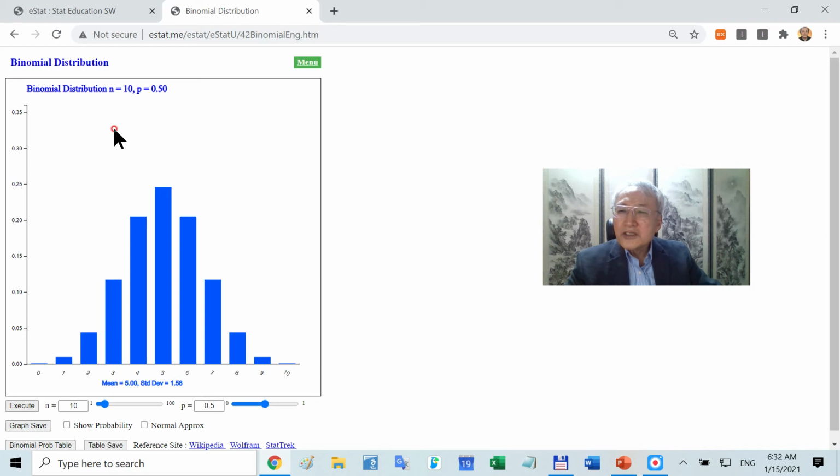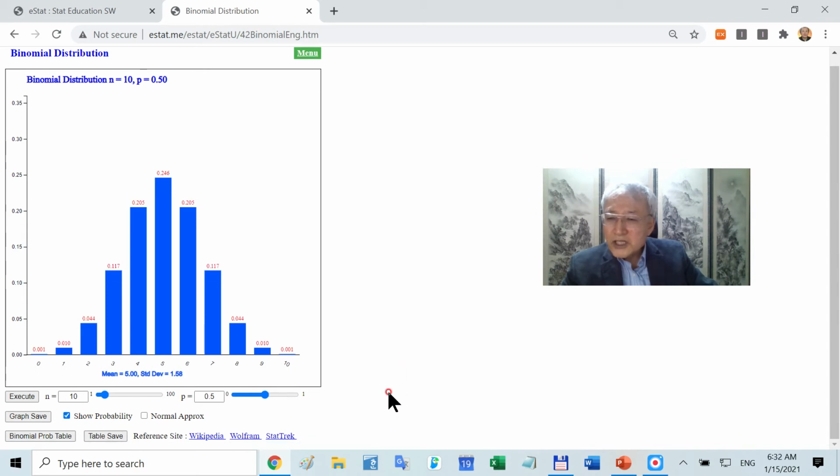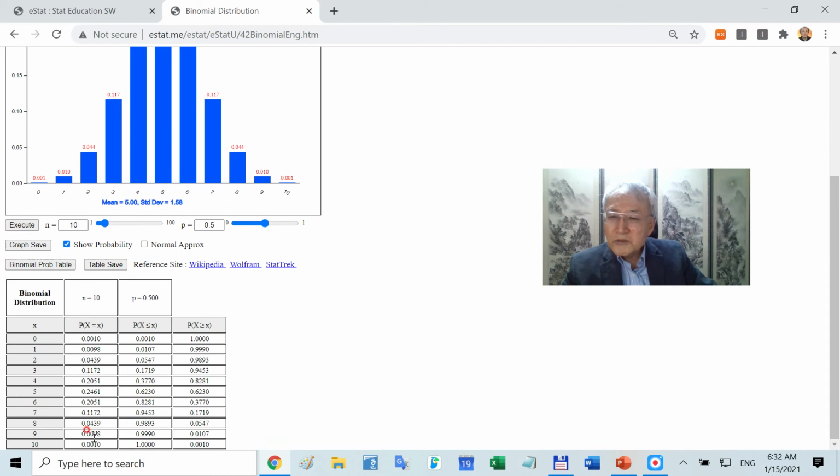Click here, and then click binomial distribution. Well, this is the case: 10 trials, probability of chance is 0.5. And if you want to see the probability, it looks like this. Maybe if you want to see the exact probability, this probability table would be better. Okay?